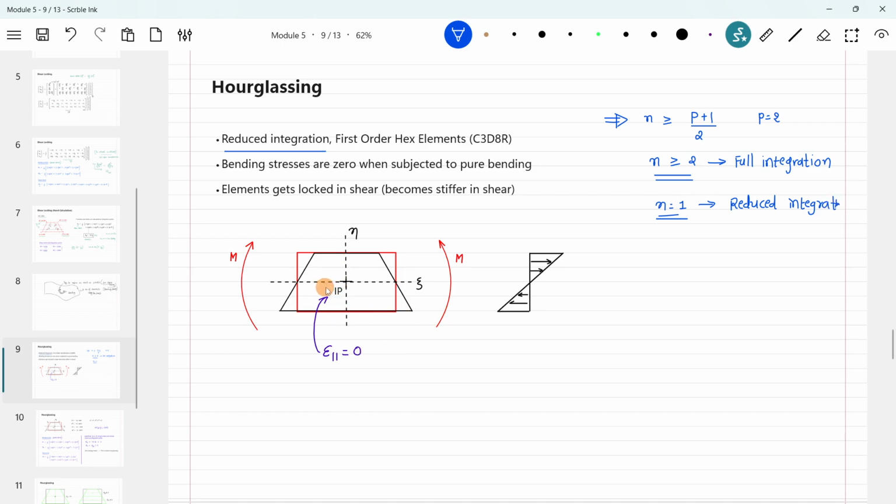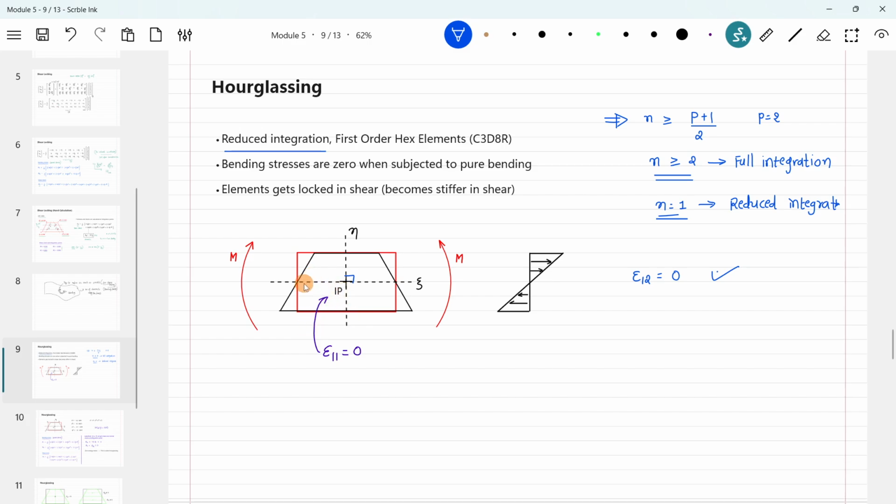Now let's come back to the bending characteristic. As we know, in pure bending there is no shear. As we see from this visualization, at this integration point, the change in angle between two perpendicular lines before and after deformation is 90 degrees. So that means no shear strains, which is what is required.